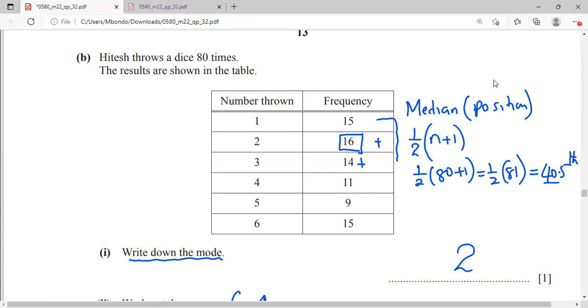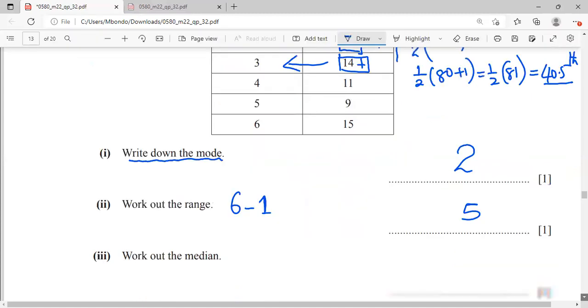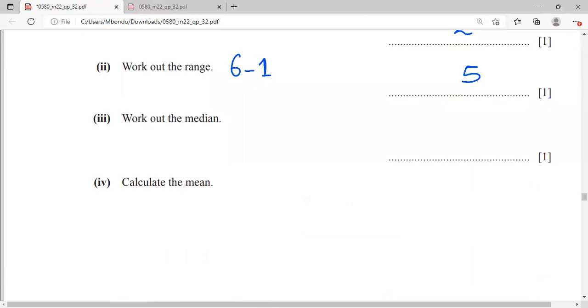So we have gone beyond the 40th term, or the 40th number, if you like. Meaning, if we were counting them one by one, the 40th number is going to be obtained in here. So we come this side and get 3. So 3 is our median. That is our median. Okay, very simple.